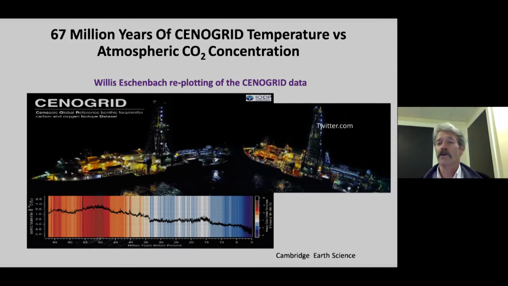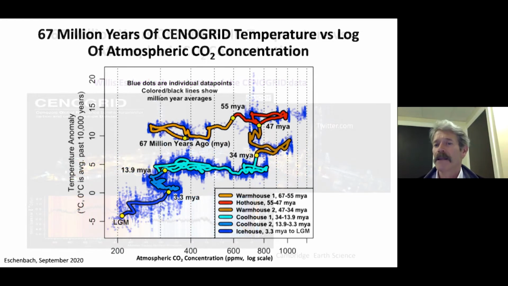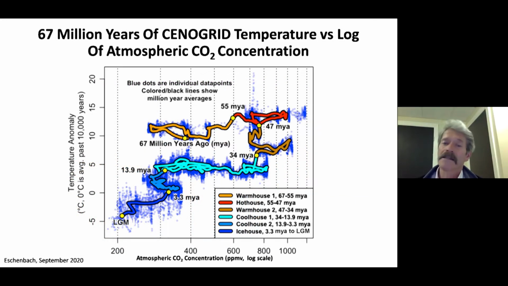Shortly after Westerhold et al. published their paper, Essenbach took the same CENOGRID data and replotted it in a format that is much more usable for studying the Earth's past climate. He plotted the temperature on the vertical axis and carbon dioxide concentration on the horizontal axis.